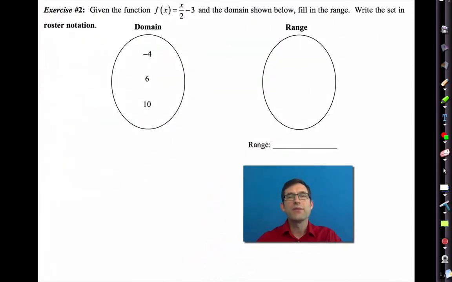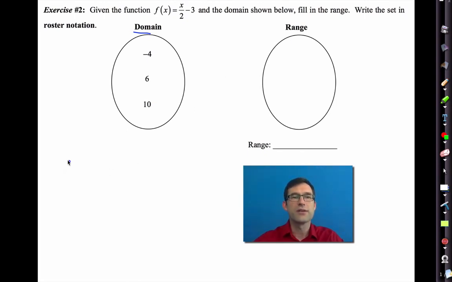Let's keep going. One of the things we haven't looked at very much are what are known as mapping diagrams for functions. And they're really kind of cool because what functions ultimately do is they take numbers or just general inputs from the domain and they map them to the range. All right? It says given the function f of x equals x divided by 2 minus 3, and the domain shown, fill in the range, write the set in roster notation.